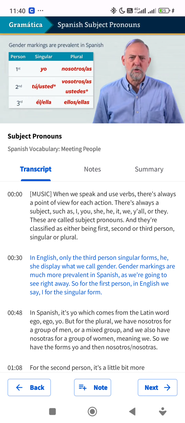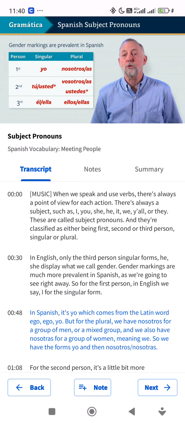So for the first person, in English we say I for the singular form. In Spanish it's yo, which comes from the Latin word ego, yo. But for the plural, we have nosotros for a group of men or a mixed group, and we also have nosotras for a group of women, meaning we. So we have the forms yo and then nosotros, nosotras.